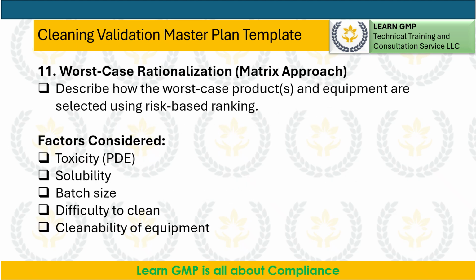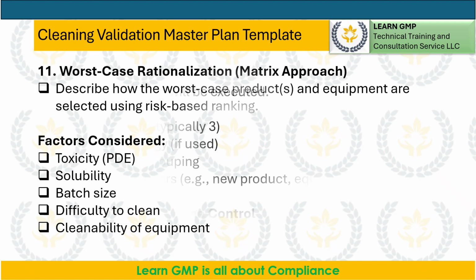11. Worst-case rationalization matrix approach. Describe how the worst-case products and equipment are selected using risk-based ranking. Factors considered: toxicity, PDE, solubility, batch size, difficulty to clean, cleanability of equipment.